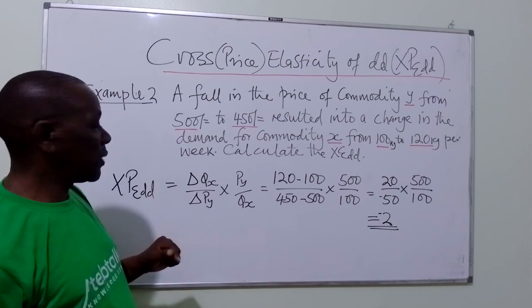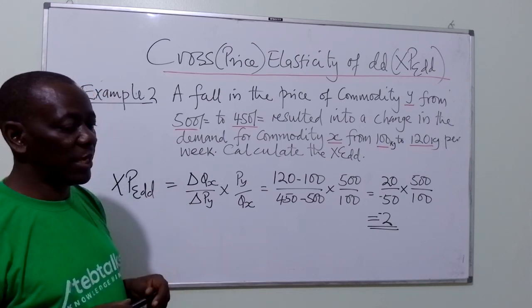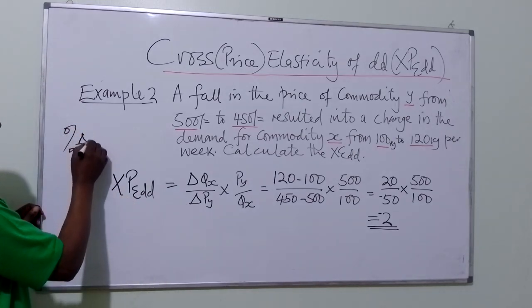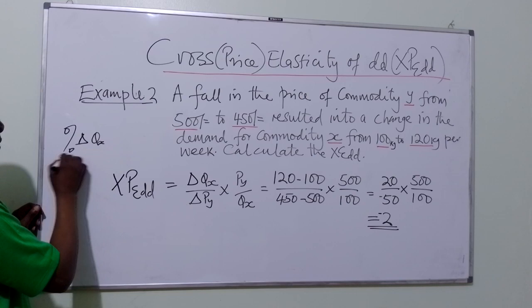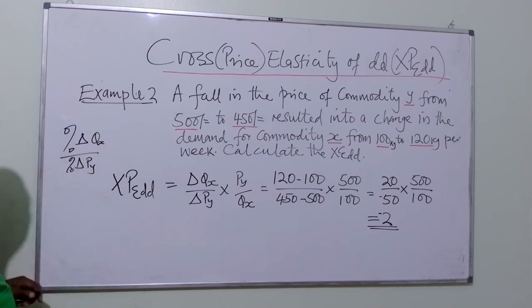Now, you are going to ask yourself, in the original formula we gave, we said it is the percentage change in quantity demanded of X over percentage change in price of Y.